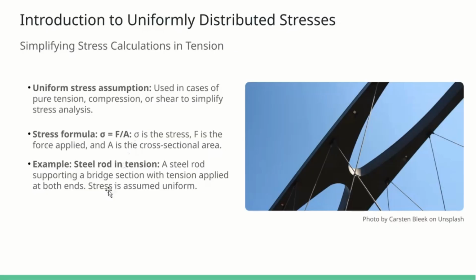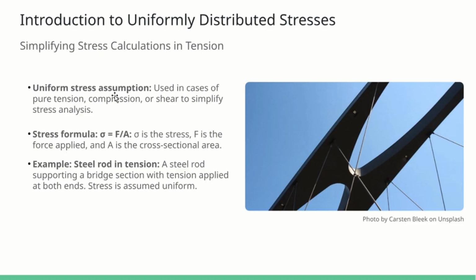Uniform stress assumption. Why do we need to assume everything to be uniformly stressed? It's because it is easier to make an equation for it. So we assume the rod has uniform stress, although in reality there will never be a uniform stress. We assume it is uniform stress so we make it easy to do the calculation and create the formula for it. We want to simplify stress calculation in tension.